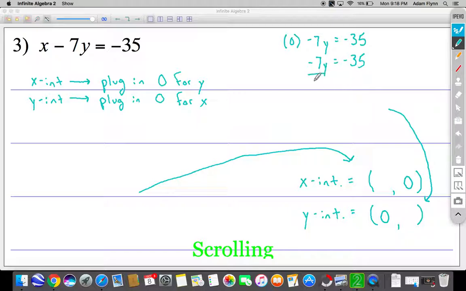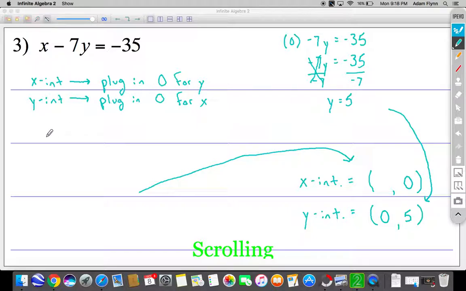Divide both sides by negative 7. These negative 7's cancel. So y equals negative 35 divided by negative 7, which is a positive 5. Therefore, we can plug in 5 for our y-intercept down there. So we know this line crosses the y-axis at the point 0, 5.